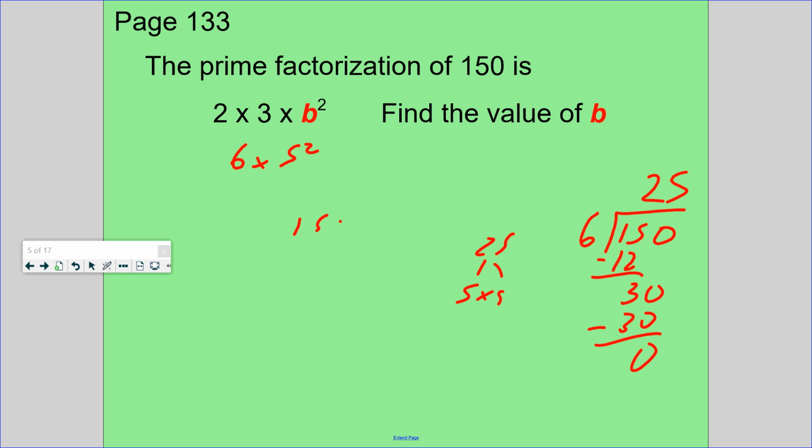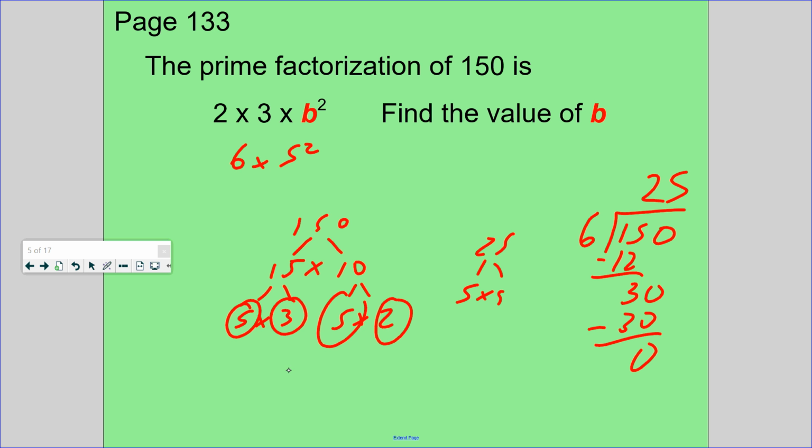Another way I could have done it is I could have broken down 150 using a factor tree. 150 could be broken down as 15 times 10. Are these prime? Nope. 15 could be broken down as 5 times 3. Which ones are prime? Both of them, so I circle both. 10 could be broken down as 5 times 2. Which ones are prime? Both of them. So I see a 2, a 3, and 5 to the power of 2. That's why 5 is the missing number.